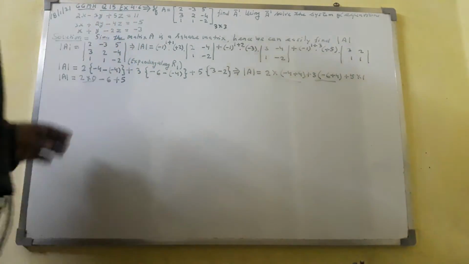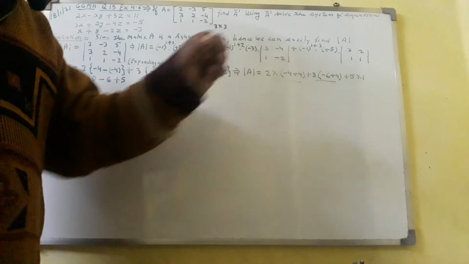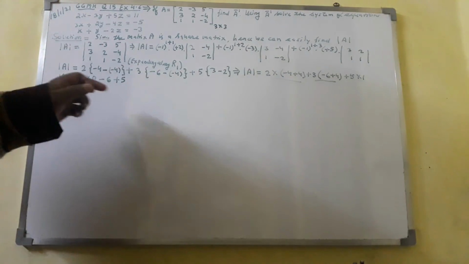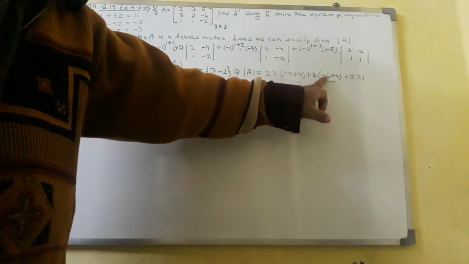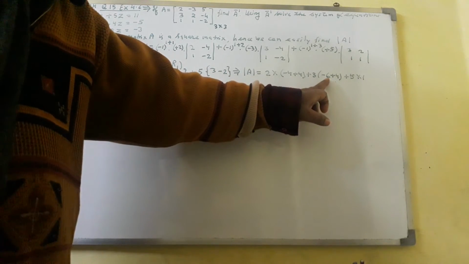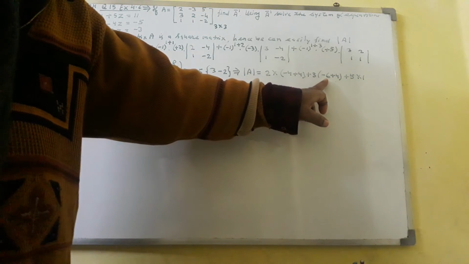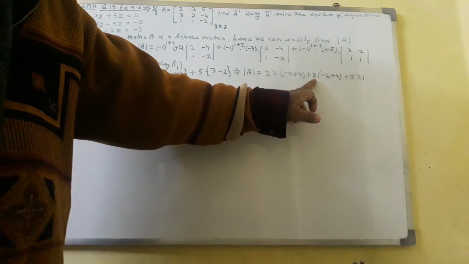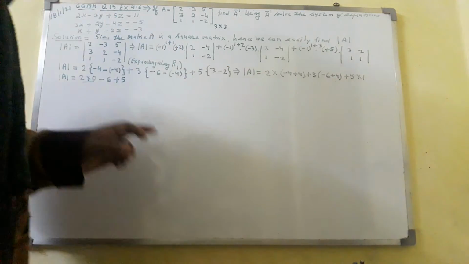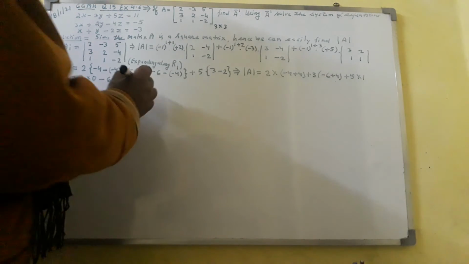So what to do here? Minus 4 plus 4 comes out to 0. 2 into 0, I have written. Here just calculate simply. Minus 6 plus 4 comes out to minus 2. Minus 2 will multiply to 3, comes out to minus 6. Minus 6 plus 5. It will become. Now what to do here?